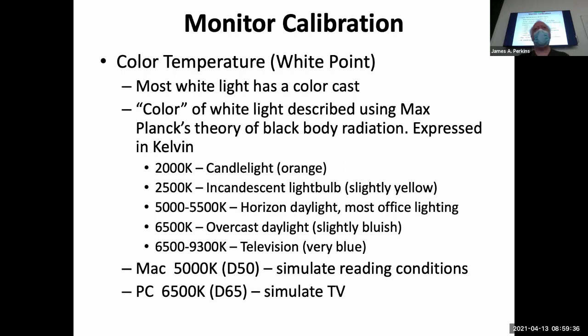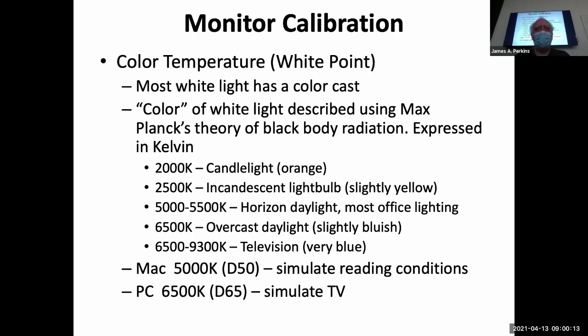And let's see how I can describe this best. So there's really no such thing as pure white light. Essentially, all white light has a little bit of a color cast to it. And that color cast can be described by a theory that was put forth by Max Planck back in the 1800s. He developed his theory of what's called black body radiation.